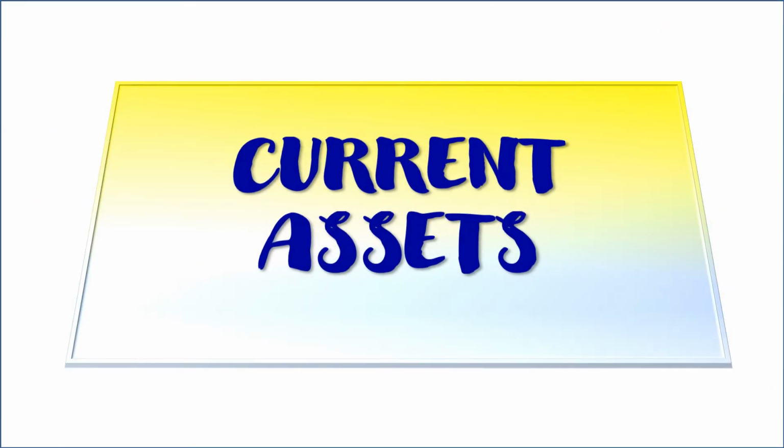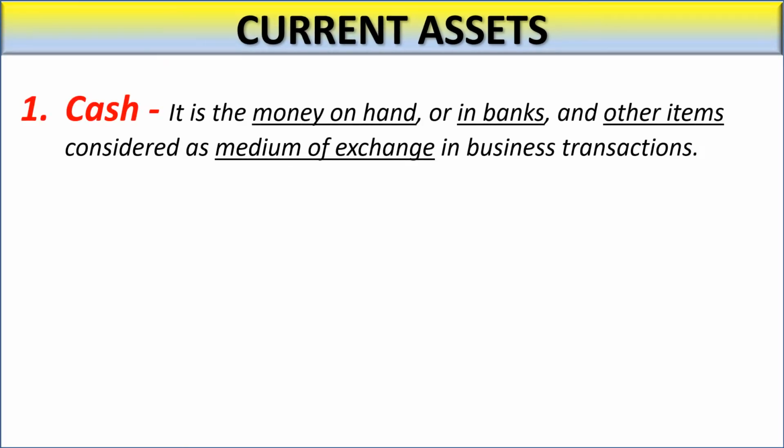So now let's first talk about the current assets. Let's define those current assets that I have given during the previous slide. So let's define cash. Cash, it is the money on hand or in banks and other items considered as medium of exchange in business transactions.